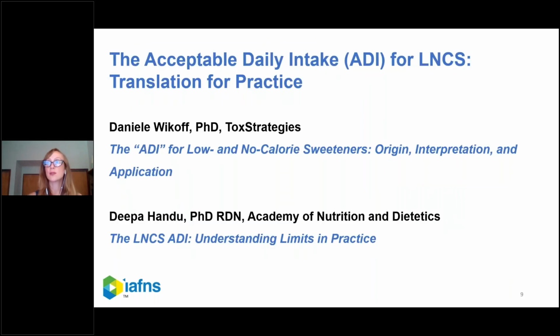On the next slide, you can see our program for today. The objective is to offer some details about what the ADI for low and no calorie sweeteners is, including a little bit about how it's calculated and how to use it, both in research and in interpreting research, as well as in practice. So with that, let's get right into our program.